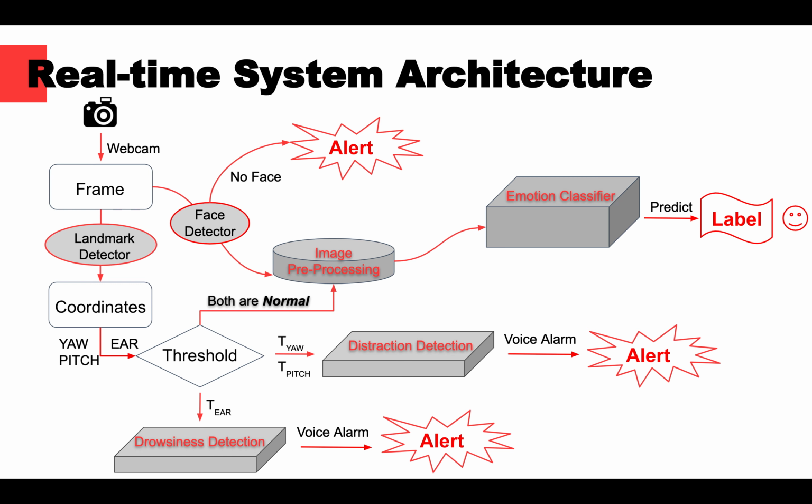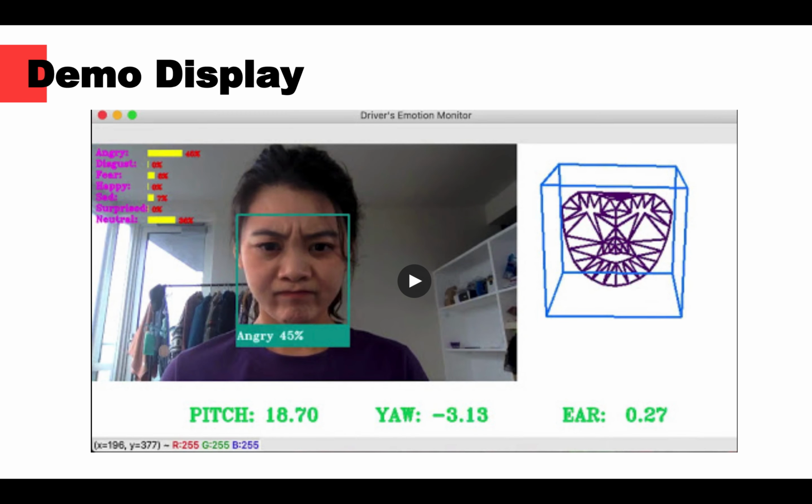If the driver is not sleepy and not distracted, we then detect his emotional states. The cropped face will be processed into grayscale and resized. Then the emotion classifier will predict the label. Here are the two demos we recorded.